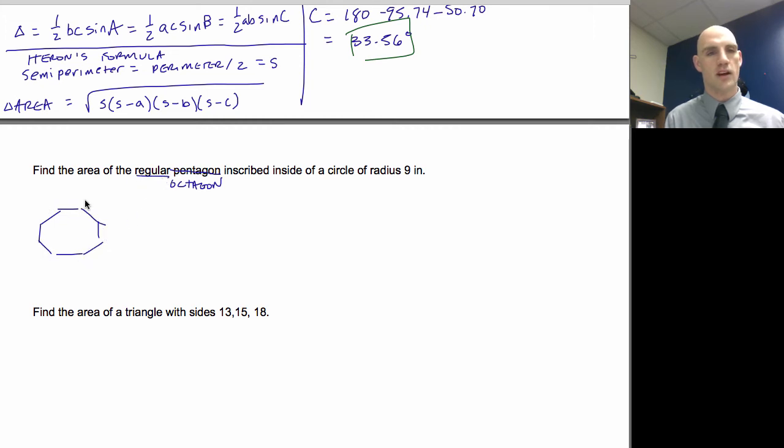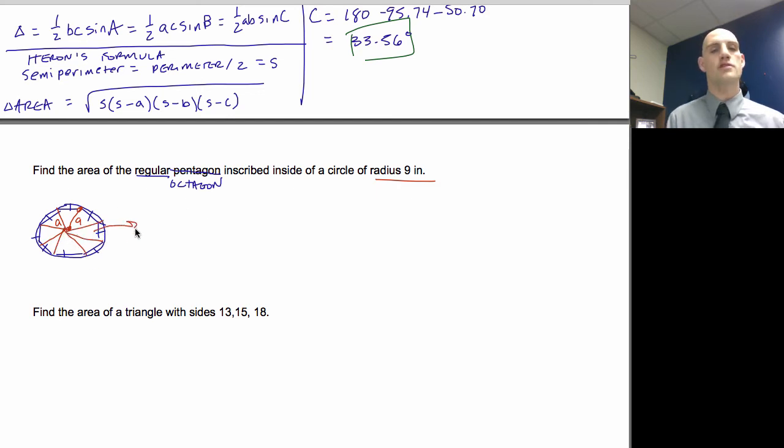8 sides. It's regular, which means all of the sides are the same length. And it's inscribed inside of a circle, which means all of these points touch the circle. And what it's telling me is it has a radius of 9. So from each of the corners to the center is 9.